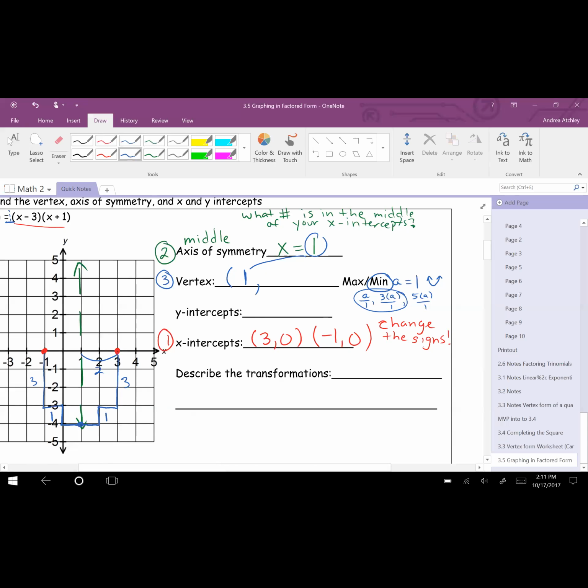And what would the y value there be? -4. So my vertex is 1 and -4. And then I can graph the rest of my parabola. And there's my parabola. Any questions over that?